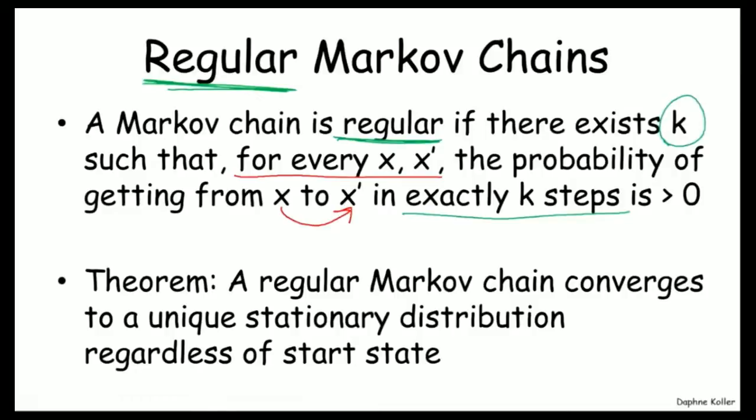It turns out that that is a sufficient, not a necessary, but a sufficient condition to guarantee that the Markov chain converges to a unique stationary distribution regardless of its start state. So it converges, and it converges to a single stationary distribution that's characterized by the equations that we saw on the previous slide.